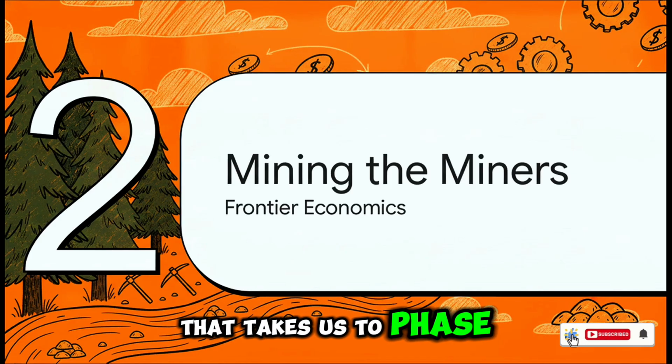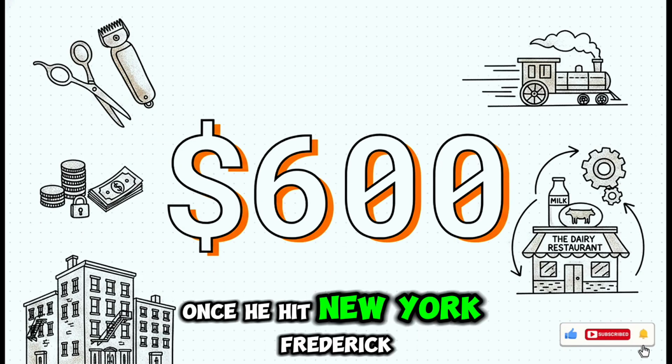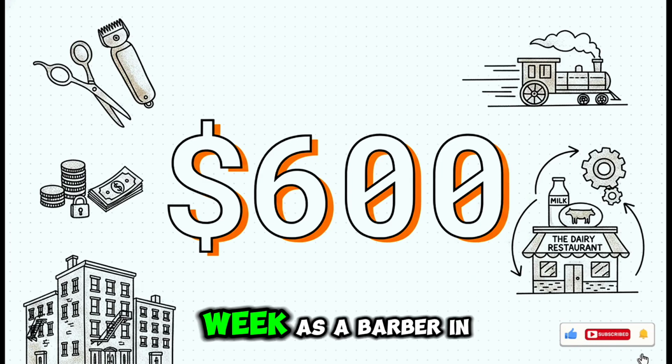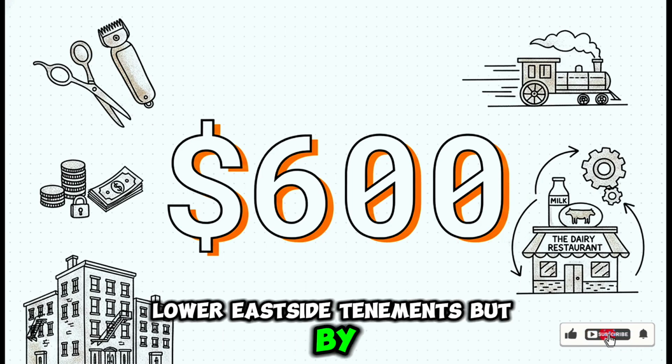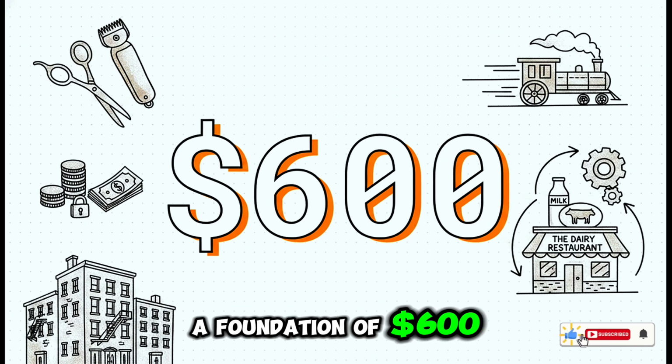That takes us to phase 2, mining the miners. Once he hit New York, Frederick traded his labor for capital, working 7 grueling days a week as a barber in these stifling Lower East Side tenements. But by 1891, he had managed to stockpile a foundation of $600.